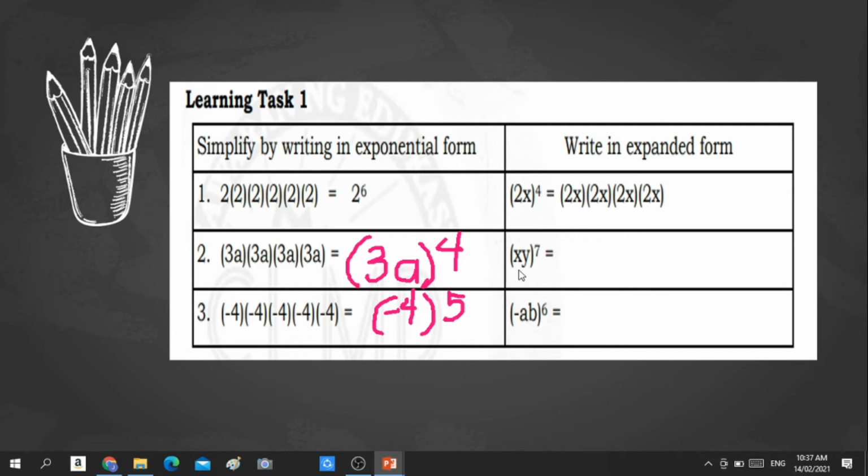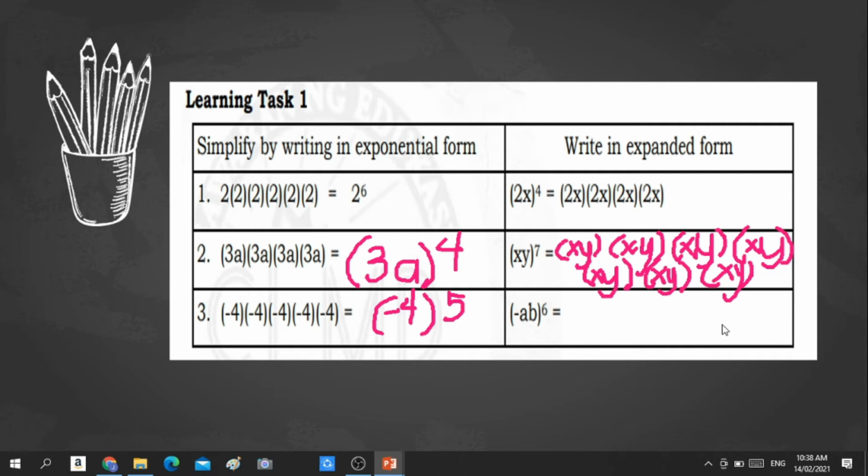In this case, for xy raised to 7, it means we multiply xy by itself 7 times. So, 1, 2, 3, 4, 5, 6, and 7. It's a bit hard to write here. So that is xy raised to 7. The base is xy, and it is multiplied by itself 7 times.